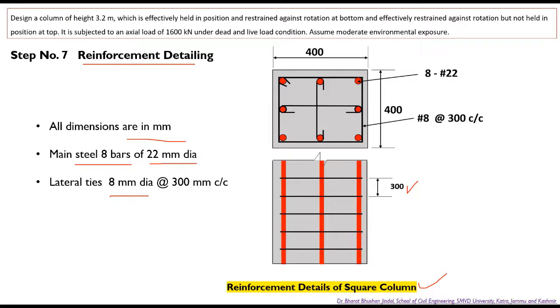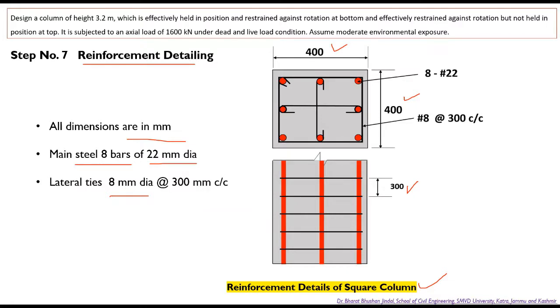If you see here clearly, this is a square column, and we have arranged 8 bars. These red color bars are the main reinforcement. We have arranged these bars at equal spacing, so we can easily arrange 8 bars here. 400 mm was the size of the column, and this black color ring is the lateral tie, which you can see in this section also.